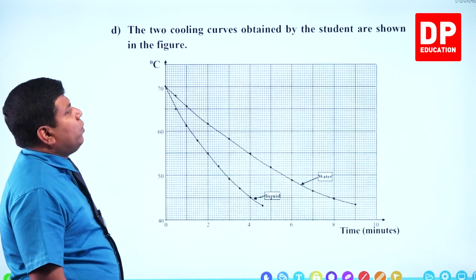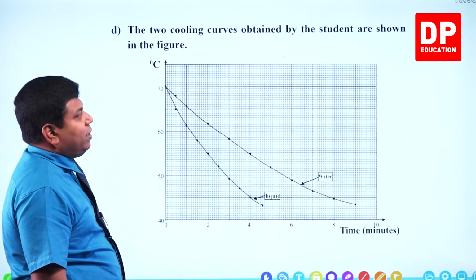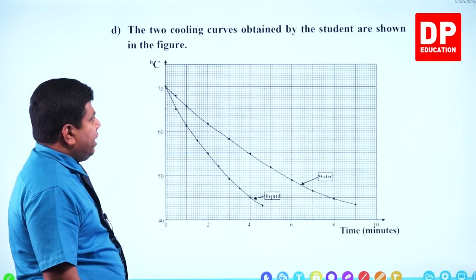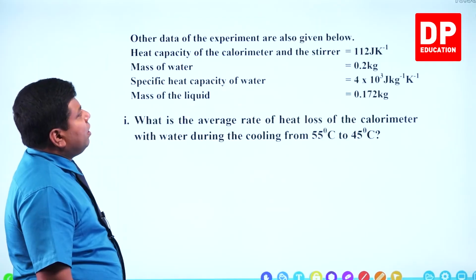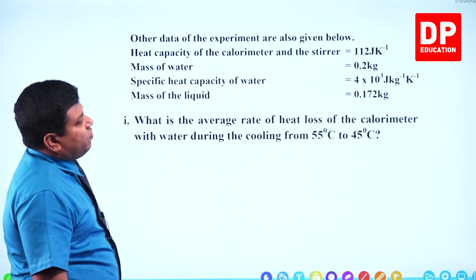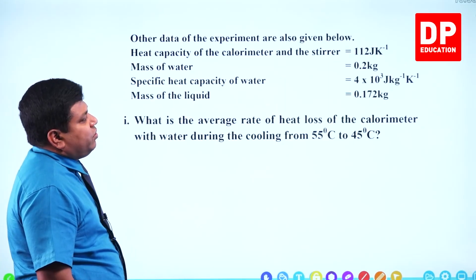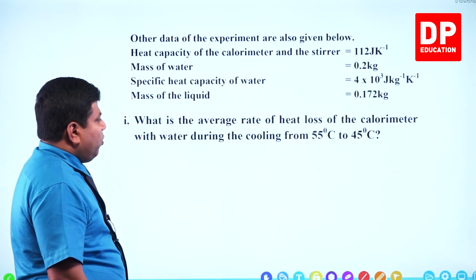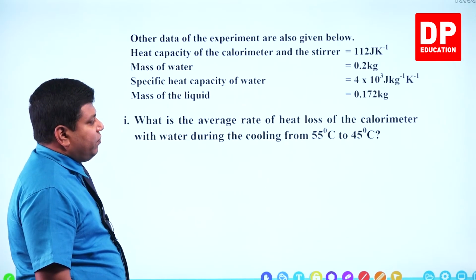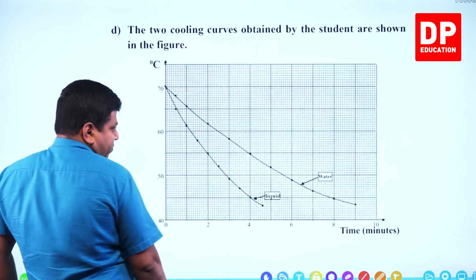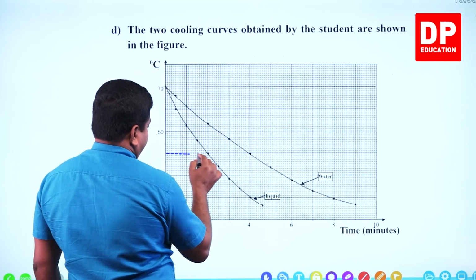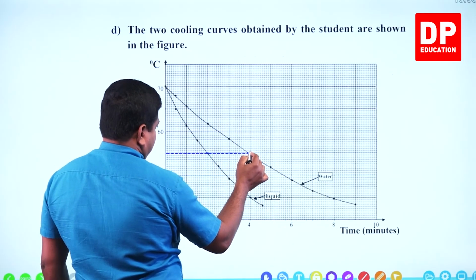The two cooling curves obtained by the student are shown in the figure: water and the liquid, time in minutes. What's the question on this? Other data: heat capacity of the calorimeter, mass of water, specific heat capacity of water, mass of liquid. What is the average rate of heat loss of the calorimeter with water during cooling from 55 to 45? Check 55 to 45. Let's draw a line there.